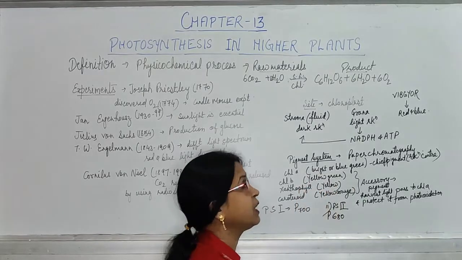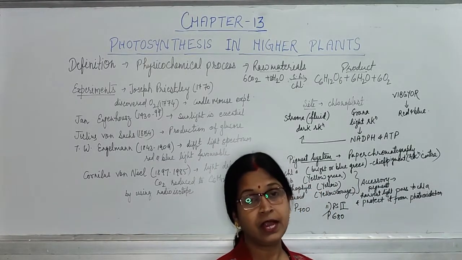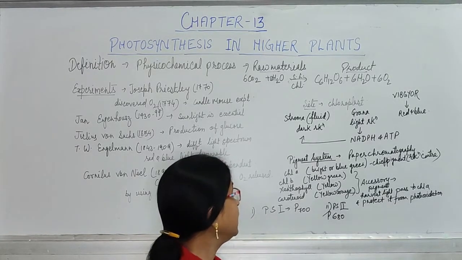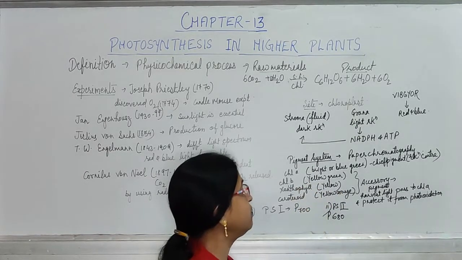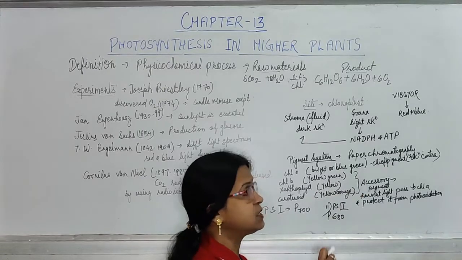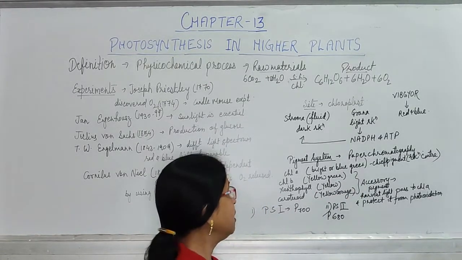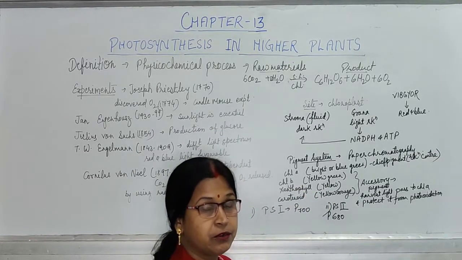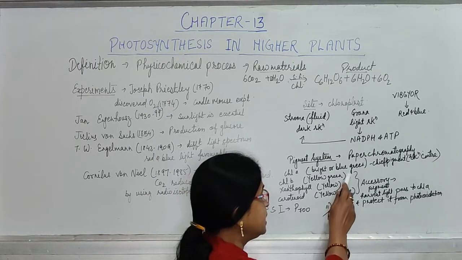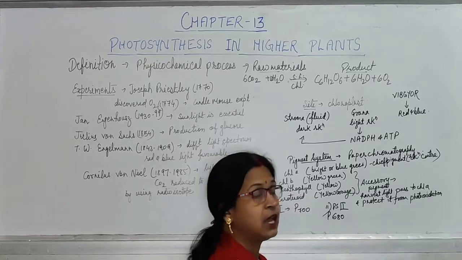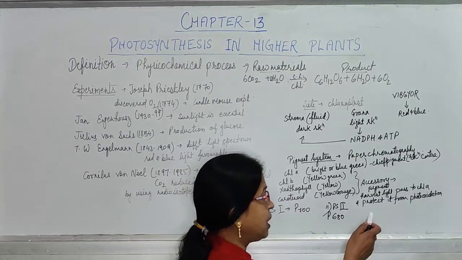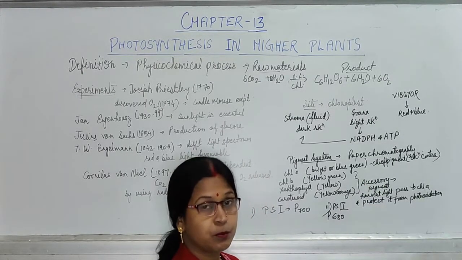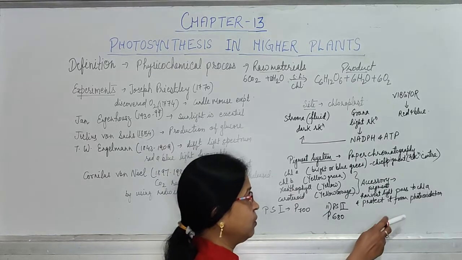Now, pigment systems. There are different types of pigments present in the leaf, and they can be separated by the process of paper chromatography. The main pigment is chlorophyll A, which is bright or blue-green in color, known as the main reaction center or chief pigment, whereas chlorophyll B is yellow-green, xanthophyll is yellow in color, and carotenoid is yellow-orange. These three are the accessory pigments which harvest the light from the sun, and that is passed to chlorophyll A, the chief pigment. That's why they are known as accessory pigments. They also protect chlorophyll A from the process of photo-oxidation.